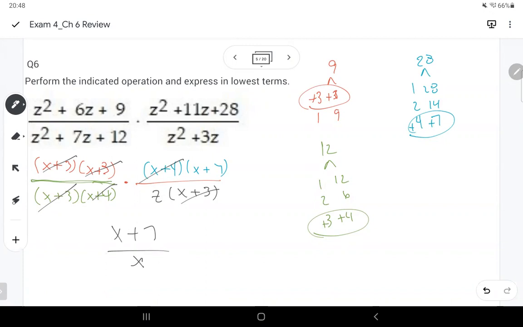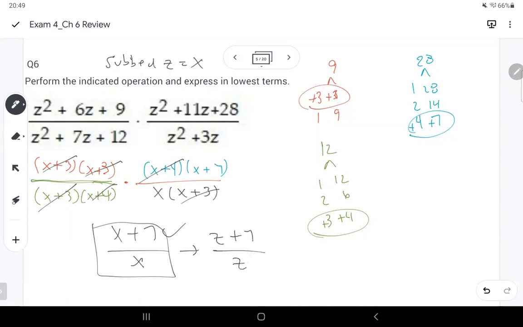Well, apparently I made everything x's. So we'll just leave it with x's. If that happens to you, just try to write something like subbed z equal to x. And if you need to, at the end, you can always do z plus 7 over z. Okay, I know at least one student asked what happens if we do that. Oh, there you go, that's what happens.